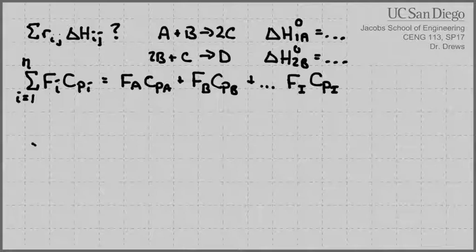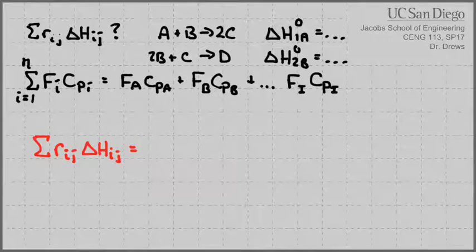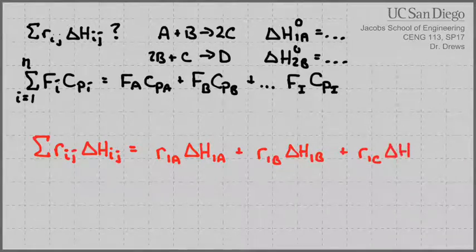Why should I not write, and I'm going to do this in red, just so you know that this is not how we write it, how come we can't write Rij delta Hij? And I'm going to use this example up here to write this as the following. I want to write R1A delta H1A plus R1B delta H1B plus R1C delta H1C. So that's for reaction 1.